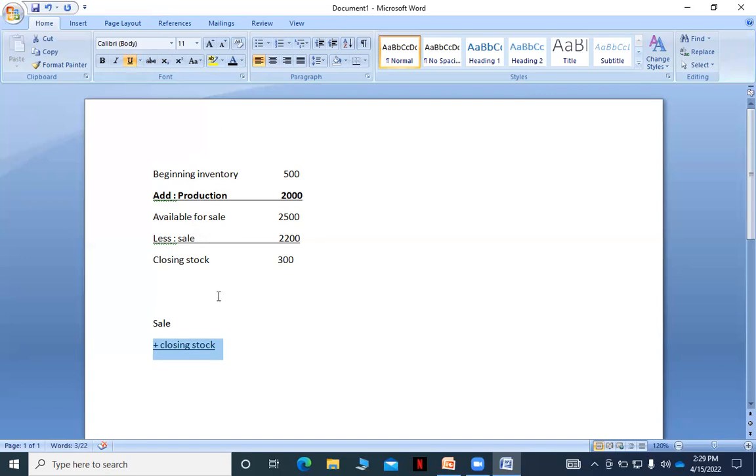দেখেন, এই উপরের flow of information এ we are actually calculating the production। এখন আমরা যদি ব্যাকওয়ার্ড ক্যালকুলেশন করি, ব্যাকওয়ার্ড ইনফরমেশন দেওয়া থাকে, সেখান থেকে আমরা কিভাবে প্রোডাকশনটা বের করব। দেখেন, sale plus closing stock, that means it is available for sale. Available for sale.